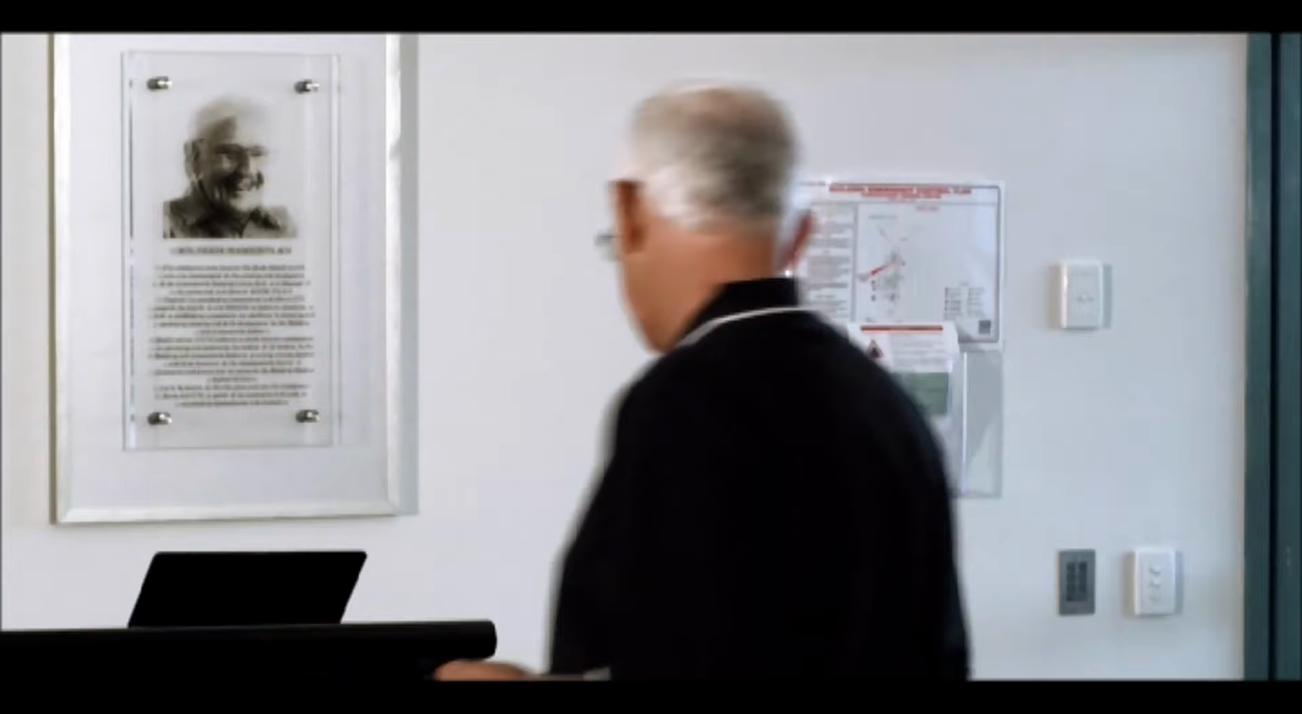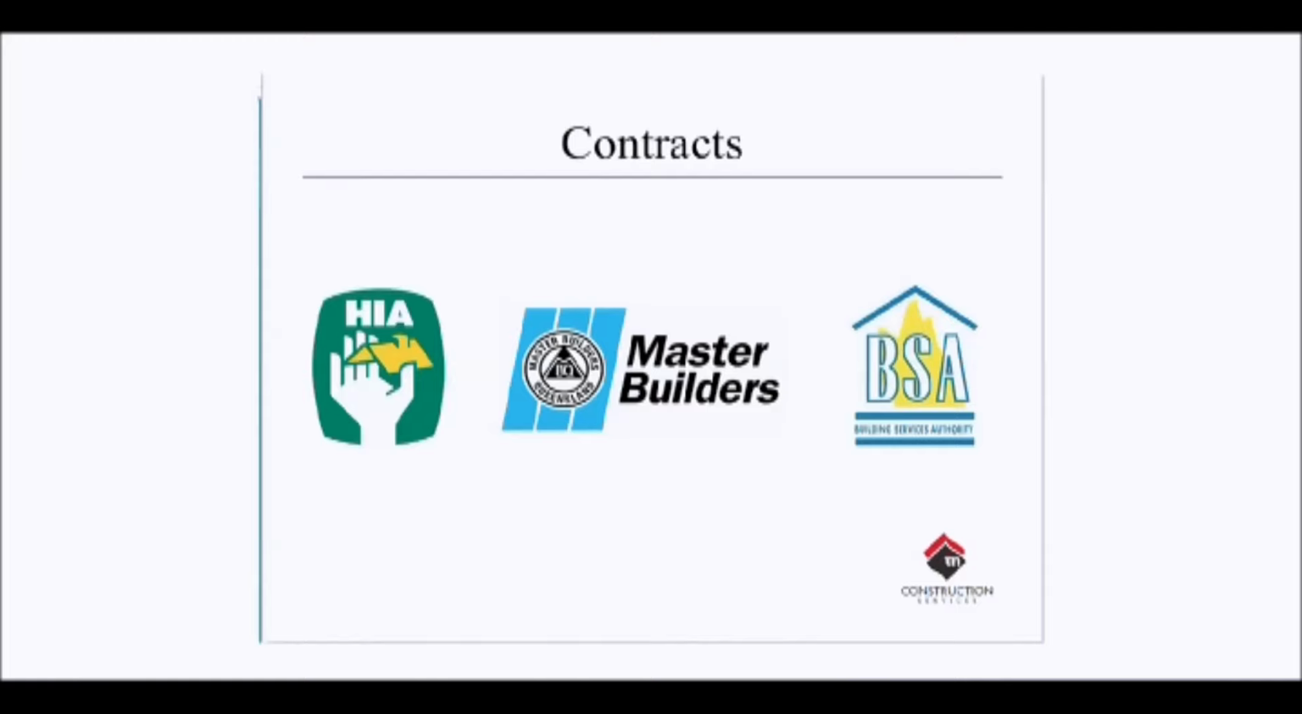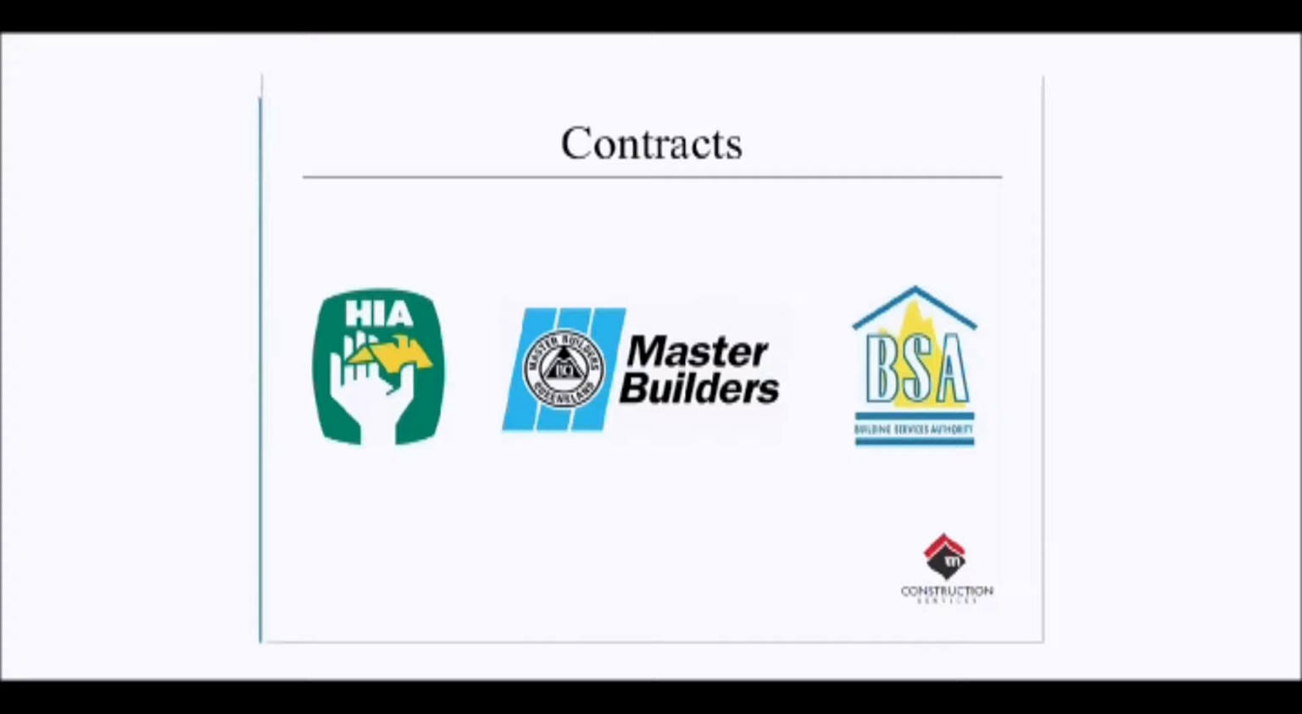Okay, next one. All right, where do you get these contracts from? If you've got a very expensive solicitor, then you might get someone to write one up. Probably not advisable because of the industry that we're in. It's not that delicate to have a solicitor or someone write up a contract. You're probably better off just going to one of these, either the HIA, Master Builders, or the BSA. They've all got them. They're all compliant with the Domestic Building Contracts Act. You can purchase them. You can get them online. Your clients will be aware of them, and they're easy to sign. Okay.